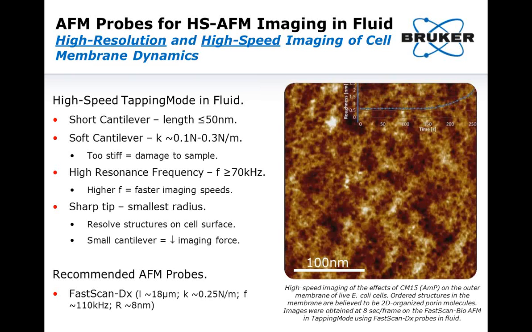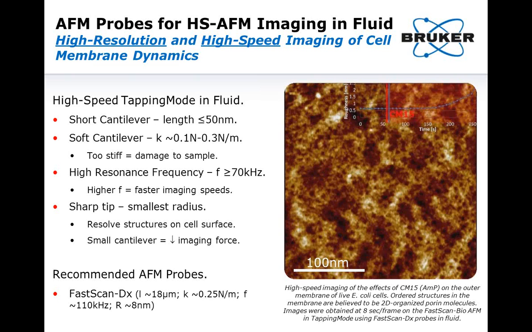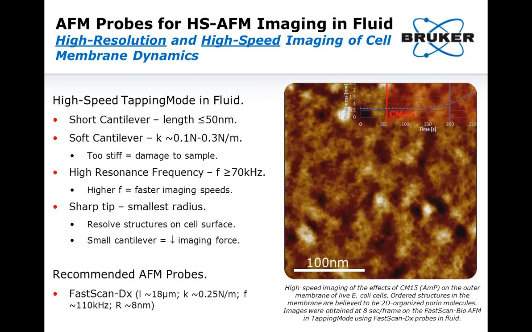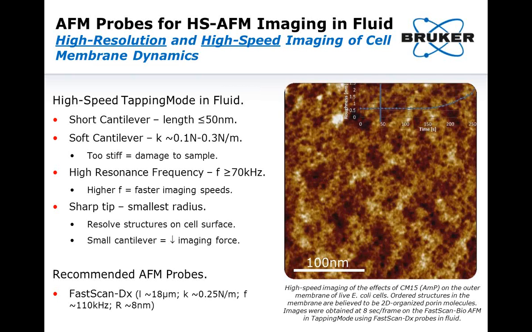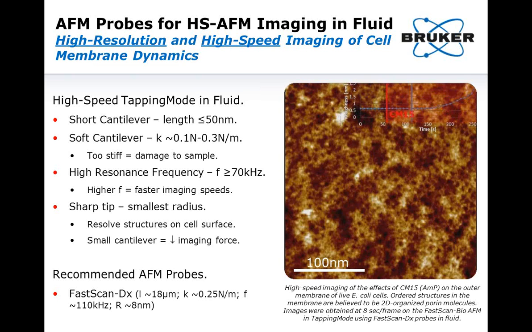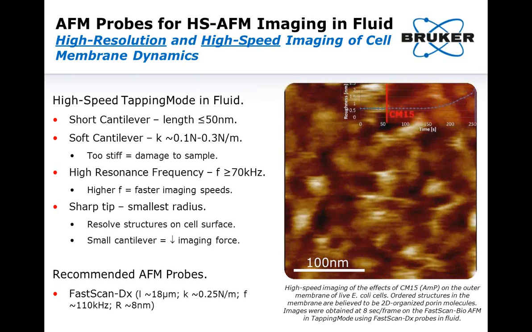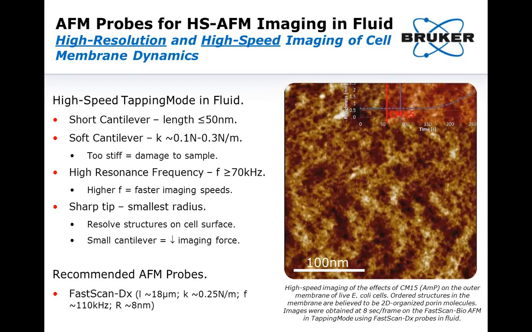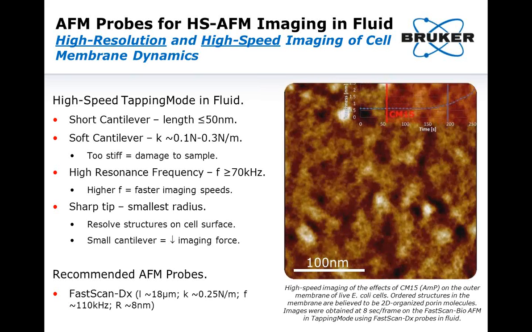So again here, we're using a short, soft cantilever with a high resonant frequency and a very sharp probe. The probe sharpness is required to resolve the molecular structure. The high resonant frequency permits the fast image acquisition, and the short cantilever provides the force sensitivity required to preserve the sample.